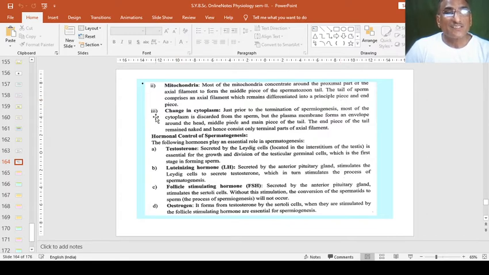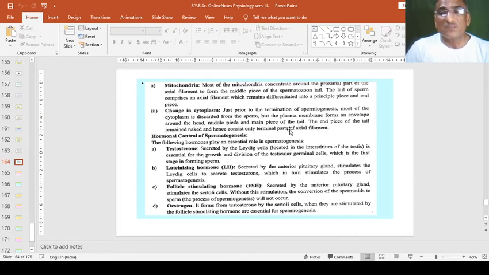Third part, changes in the cytoplasm. Since we have observed all the changes in the nucleus, now at last, what are the changes that take place in the cytoplasm? Just prior to the termination of spermiogenesis, most of the cytoplasm is discarded from the sperm, but the plasma membrane forms an envelope around the head, the middle piece and the main piece of the tail. So the plasma membrane plays a key role in enveloping this material as a protection.